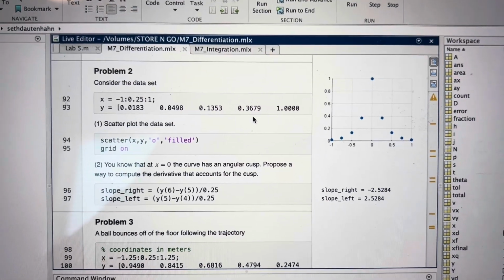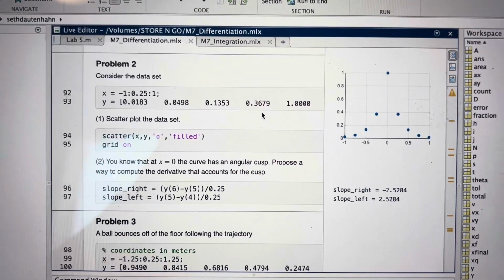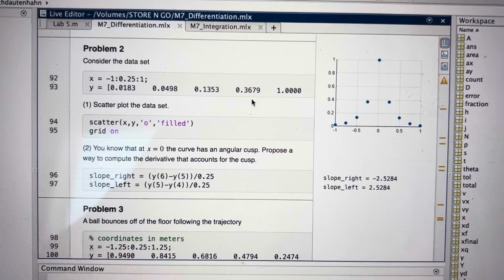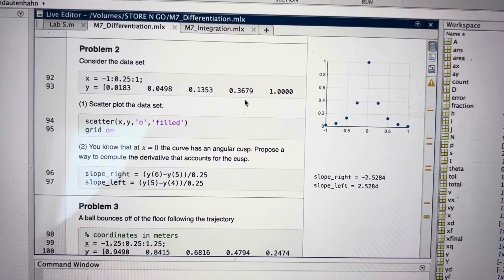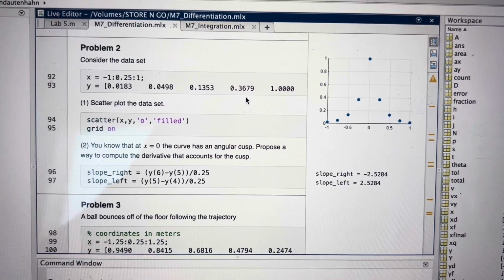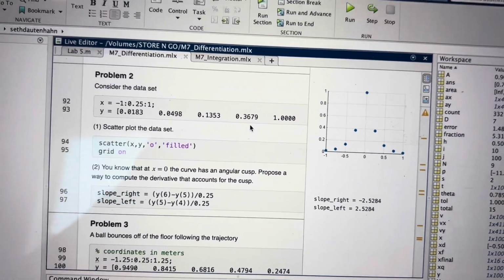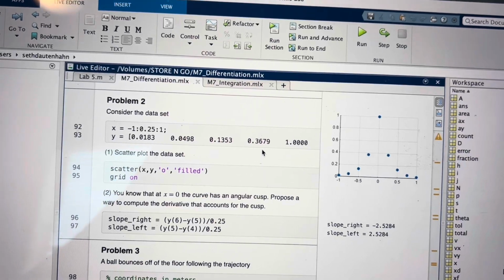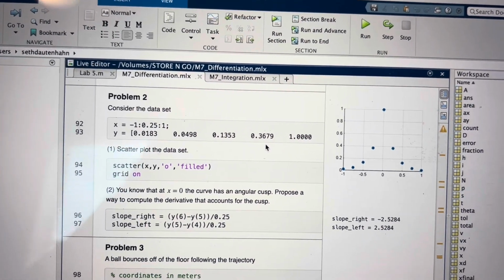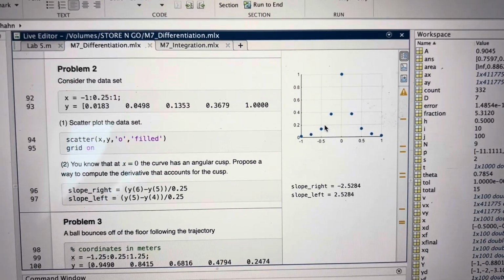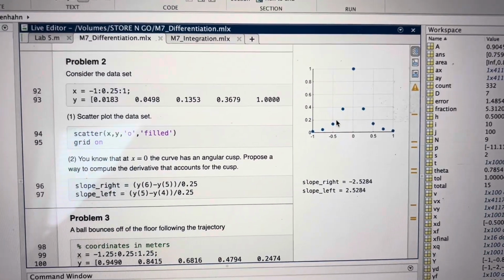Perfect. Okay, now it says, you know that x equals 0, the curve has an angular cusp. Propose a way to compute the derivative that accounts for the cusp. Okay, and so in order to do this, we're going to use the CFD method, which is centered finite difference. So we're going to find the slope to the right and the slope to the left.